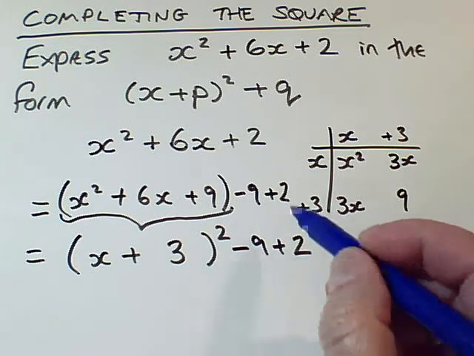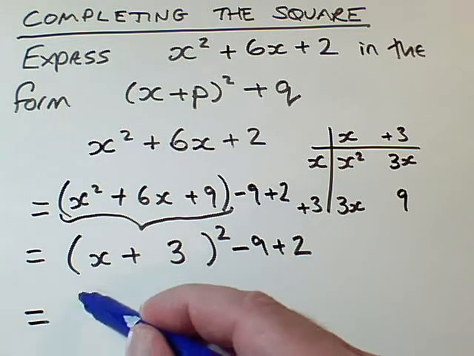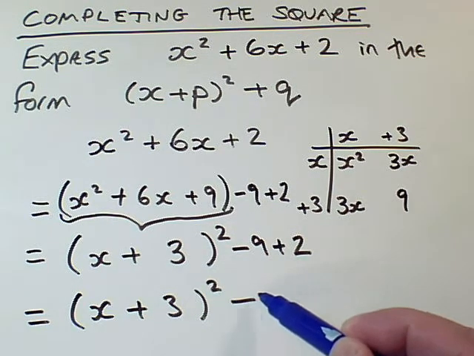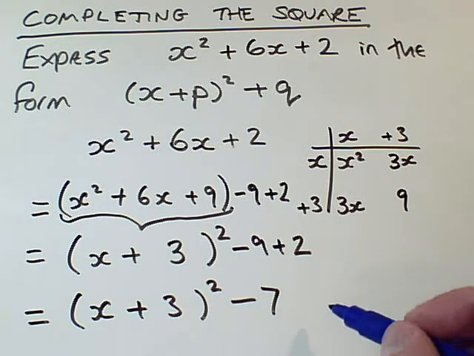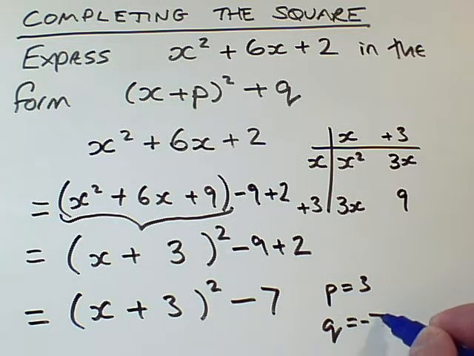Okay, so we're going to have a minus 9 and a plus 2 on this line as well. Don't try and deal with the minus 9 plus 2 in your head. Write them out in full and then use one more line to simplify. So x plus 3 all squared minus 7. That's our answer, and as before, P equals 3, Q equals minus 7, and we're done.